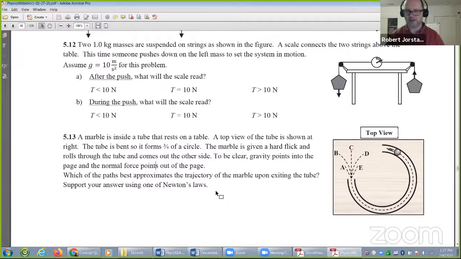Is it going to be a straight line, left, right? What do you think? Think to yourself. Don't think too long, just take a guess. Remember, educational research has shown that by taking a guess and committing to it, you remember the actual answer better. So let's go take a look at it.